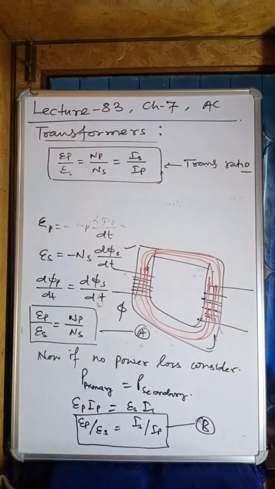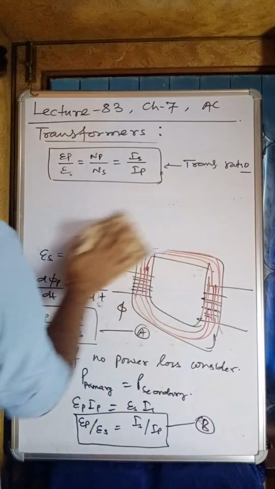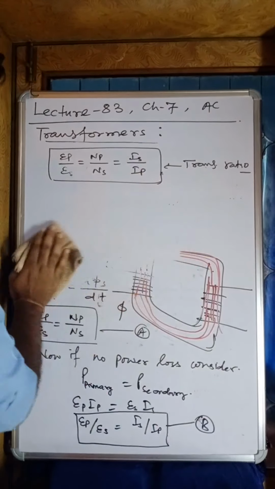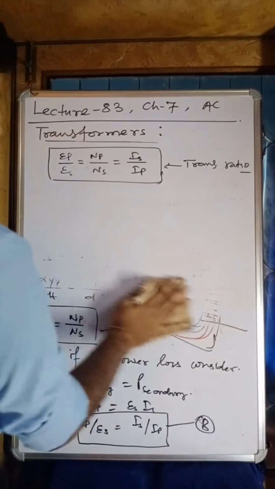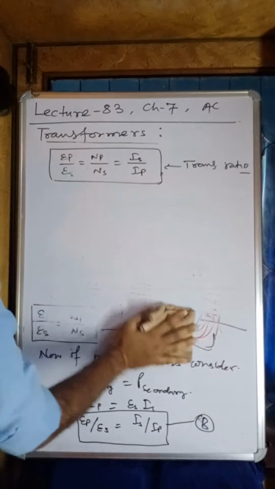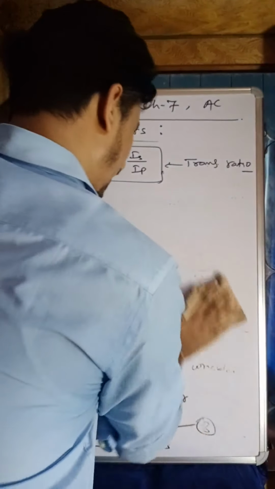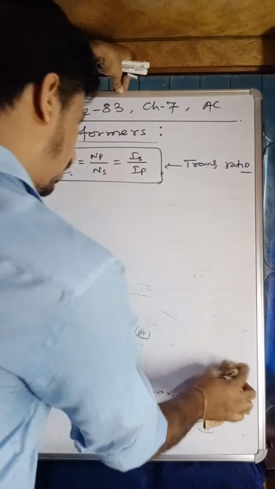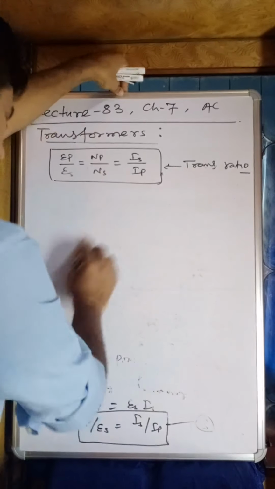Okay, this is called the transformer ratio. But my dear students, suppose any transformer we have is not 100% efficient, then there will be loss in different cases. Suppose a transformer has an efficiency of 80% or 70%, then what will we do, my dear students? After knowing the efficiency, we can solve that type of question also.